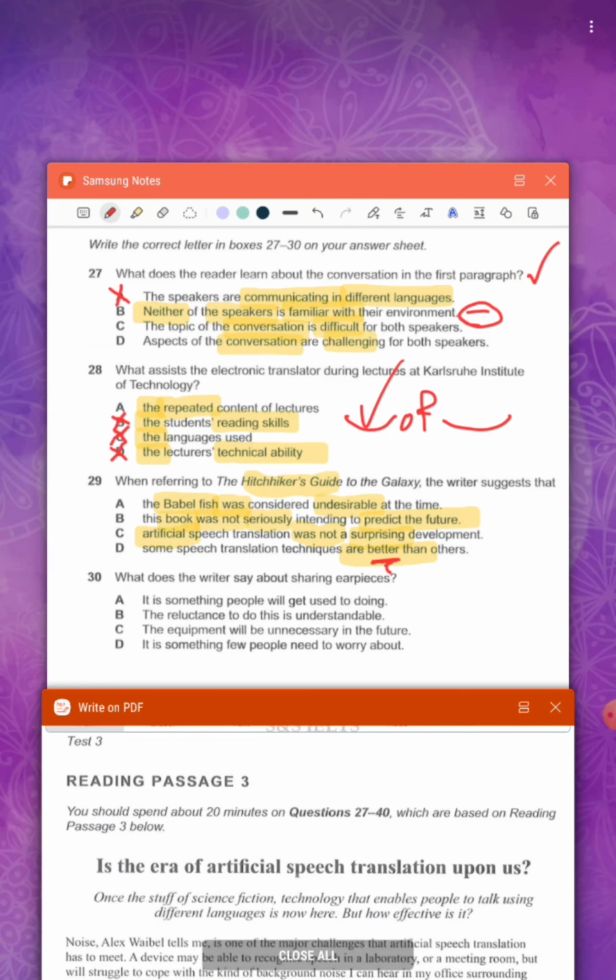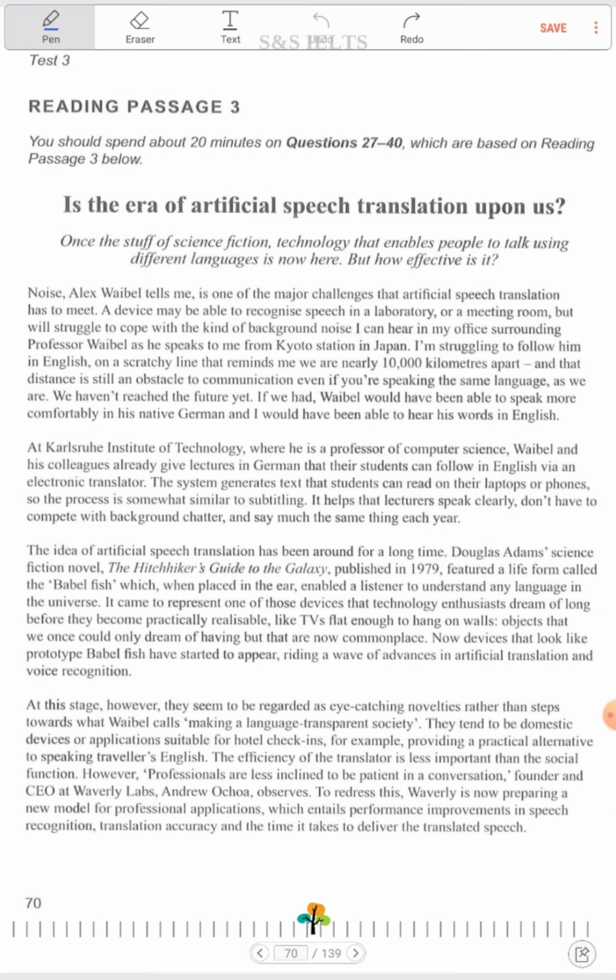And part D, the text doesn't discuss the superiority of some speech translation techniques over others. It primarily focuses on the concept of artificial speech translation as a long anticipated development in the future. So it cannot be about superiority or something better than others. The answer is wrong.